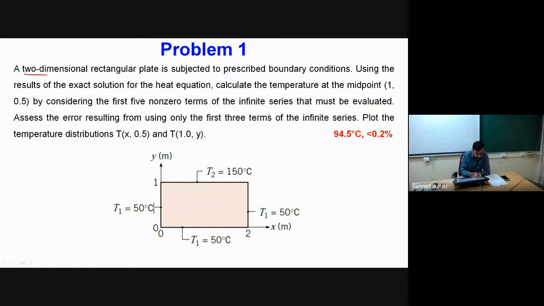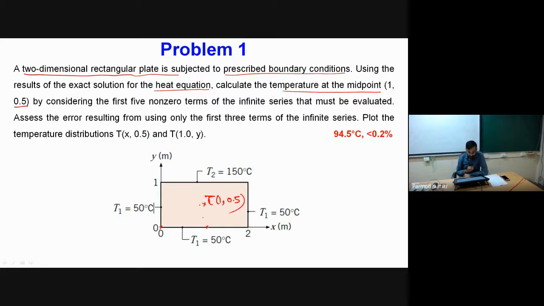We have a two-dimensional rectangular plate which is subjected to prescribed boundary conditions. Using the results of the exact solution for the heat equation, which are already dealt with in your lecture, we have to calculate the temperature at the midpoint (1, 0.5). If you see, this is x and y, this is our origin. So 1 will be in the x direction and 0.5 in the y direction, which means I have to calculate the temperature at this point (1, 0.5).